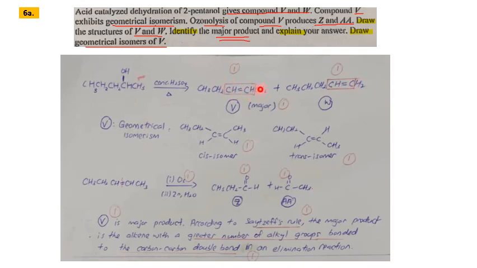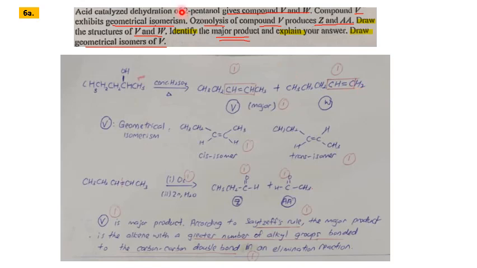This one is the major product because it follows Saytzeff's rule. And then based on the question, the compound exhibits geometrical isomerism. You check. Okay, this one can form cis and trans. This is cis, and this is trans. But for this one, we check the C double bond C. This contains two same atoms, so it cannot form a geometrical isomer.